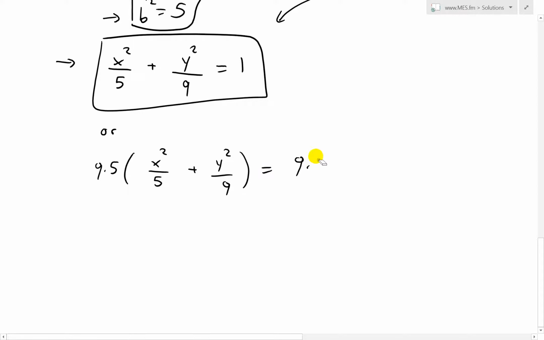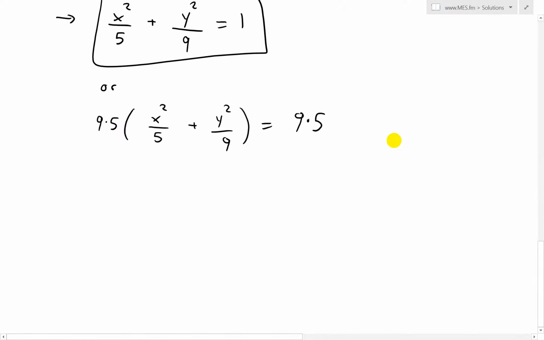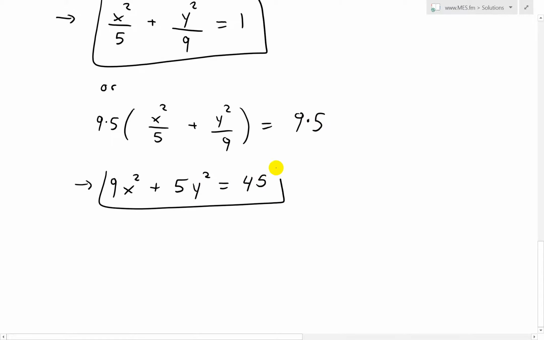So do that to both sides. 9 times 5, not 0.5, like that. So that the 9's cancel with this one, and we end up with a 5 there. This 5 cancels, we put a 9. So we get 9x squared plus 5y squared equals 9 times 5, which is just 45, like that.